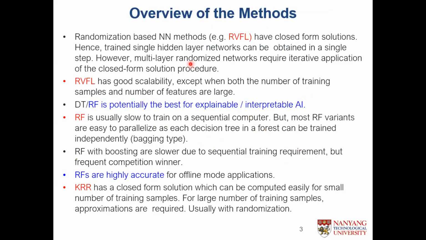Today, I am going to mainly talk about random vector functional link network. This one was introduced in the 92-93 period. It has a closed form solution. So if you are going to train a single hidden layer network, you can obtain the trained network in one step. But if you want to go for multi-layer networks, then you have to apply this closed form solution multiple times.